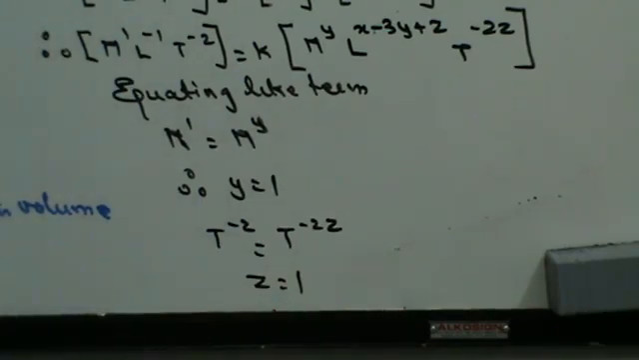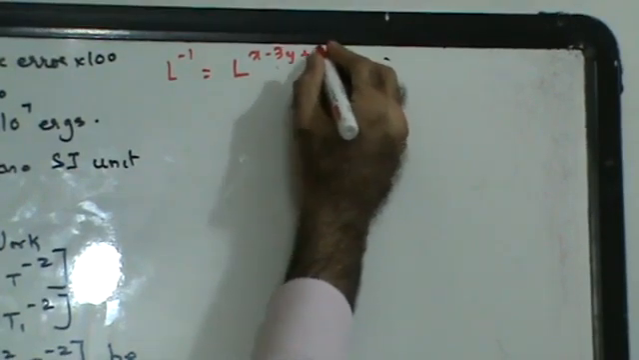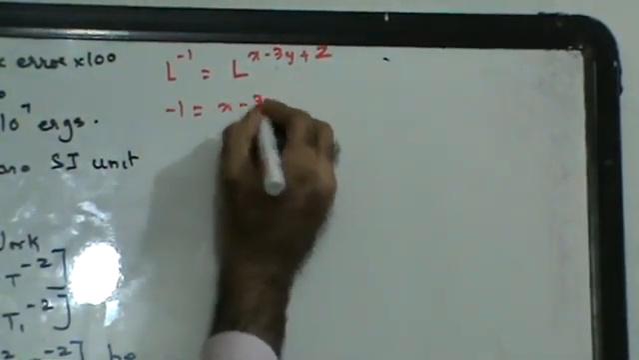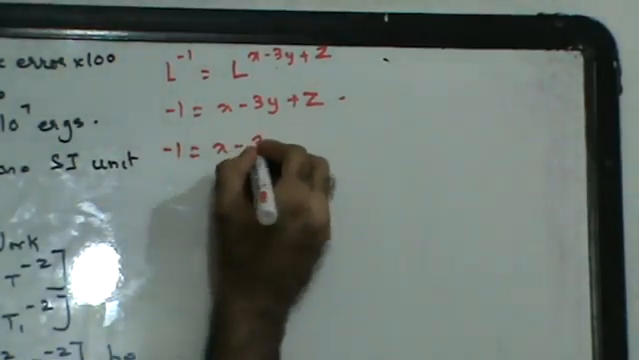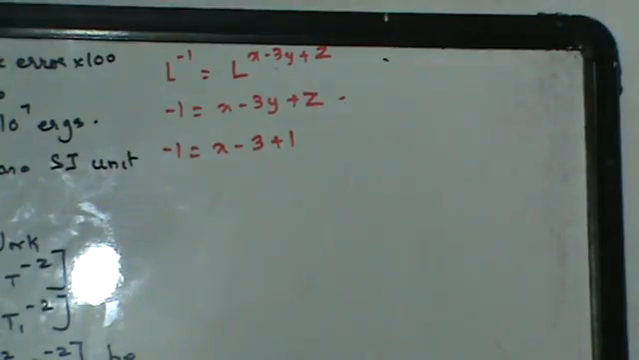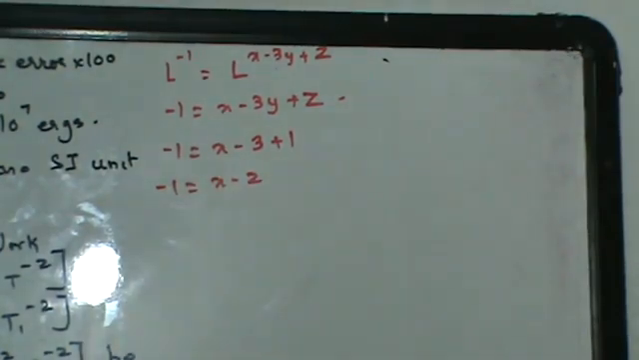And finally, you can also say that L raised to minus 1 is L raised to X minus 3Y plus Z. So minus 1 is X minus 3Y plus Z, out of which I know the value of Y and Z as 1. So minus 1 is X minus 3 plus 1. I substituted the value of Y, I substituted the value of Z. Minus 1 is X minus 2.